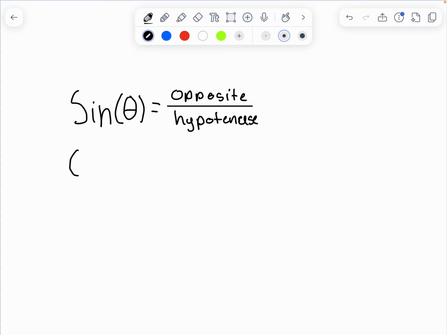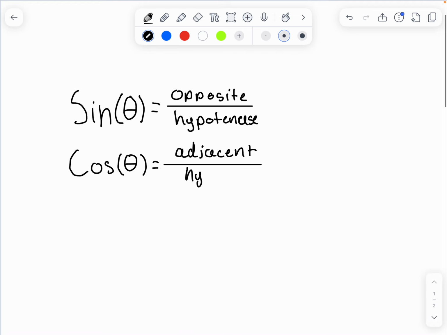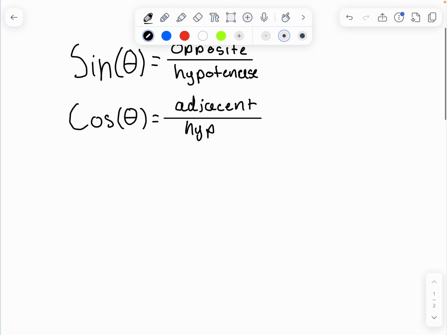Okay, cosine is equal to adjacent over hypotenuse. And tangent is opposite over adjacent.